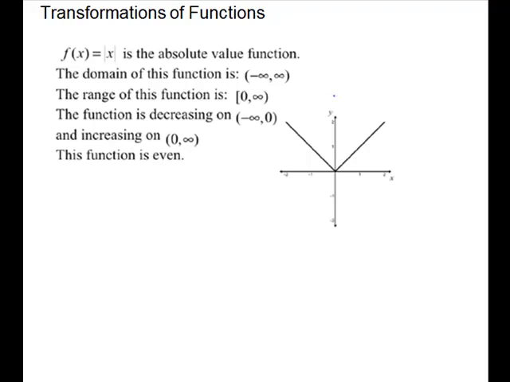The function is decreasing. This piece right here is decreasing. So from negative infinity up to 0. Remember, you're given the x values. That's decreasing. Increasing starts at 0, and it will go forever to the right, so to infinity. This is an even function. It is symmetric around the y-axis.